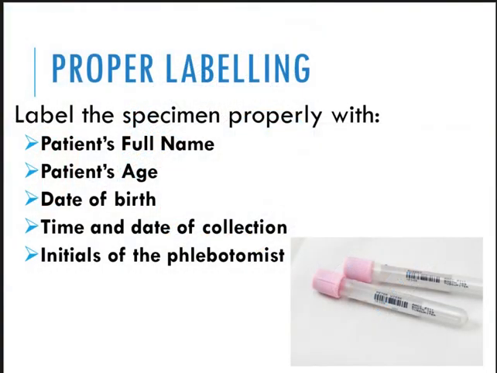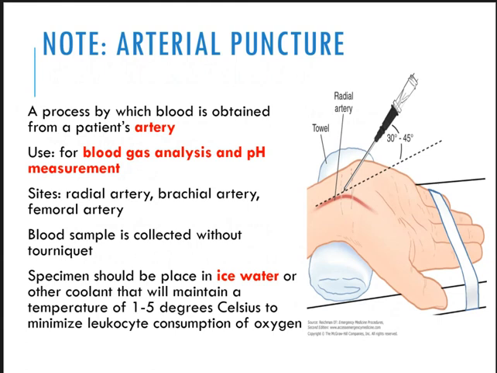Now, next up, we have our proper labeling. So you have to label patient's full name, age, DOB, time and date of collection, and your initials. Okay, then let's tackle arterial puncture. So usually, guys, in venipuncture, if the phlebotomist accidentally punctures an artery instead of a vein, what you have to do is apply pressure on the area and report to supervisor.